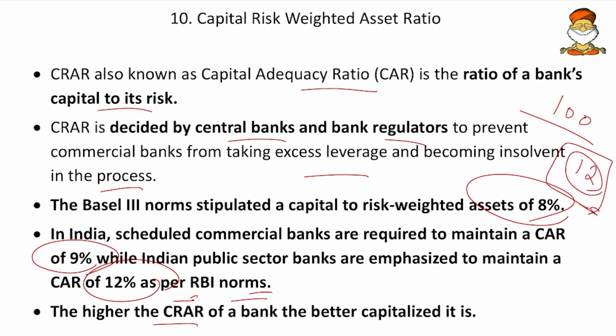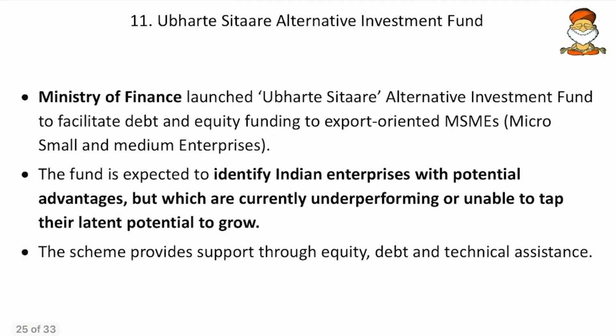Then, the higher the CRR a bank has, the better is its capitalization. So that means, instead of 12, if I have 15, that means 15 rupees will come back. Or if I have 25, that means 25 will come back for sure. So the higher the CAR, the more is the credibility of that bank.